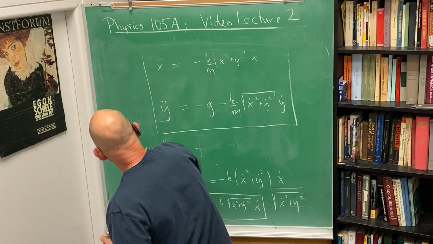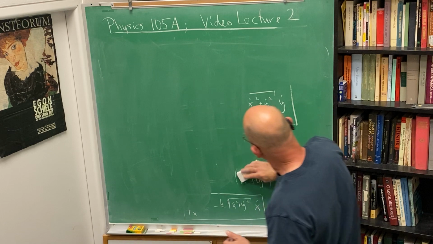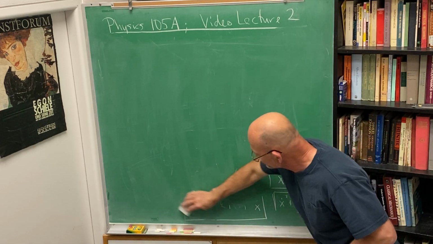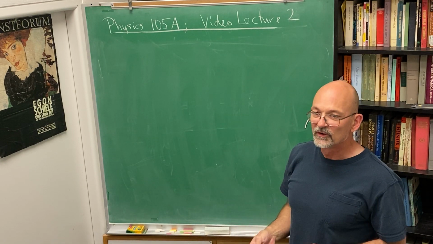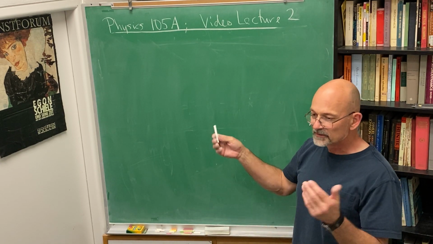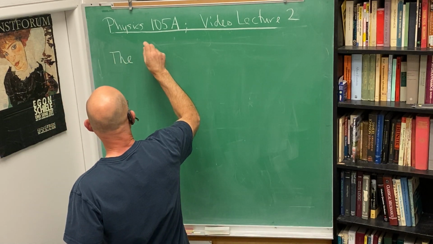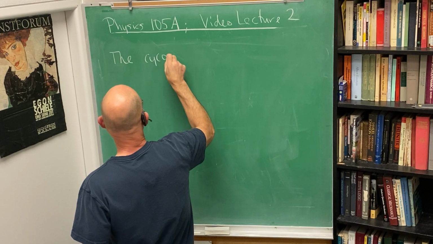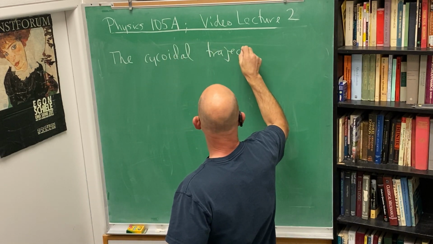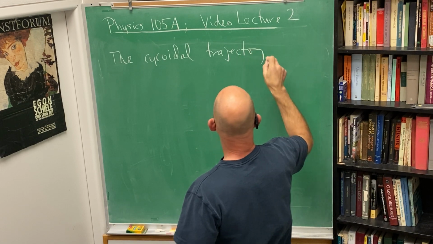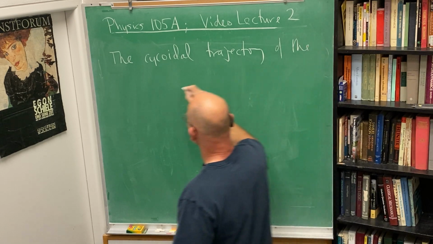Now let's say something about our cycloid. So the other problem I had talked about was supposed to result in a cycloid. The motion of the charged particle is going to result in a trajectory that is cycloidal. So the cycloidal trajectory of the charged particle.